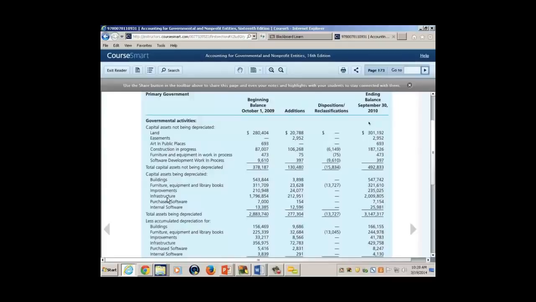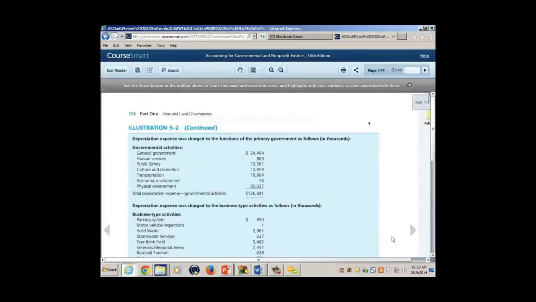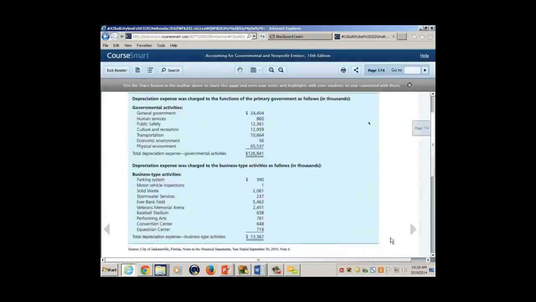All right, so you looked at this. Let's go to the next one. So there is depreciation expense. Notice how it's being allocated to these functions, the business type activities and governmental activities. This is in the government-wide statement, which is the government-wide statement of activities. So depreciation is usually allocated to the assets, to the functions themselves.